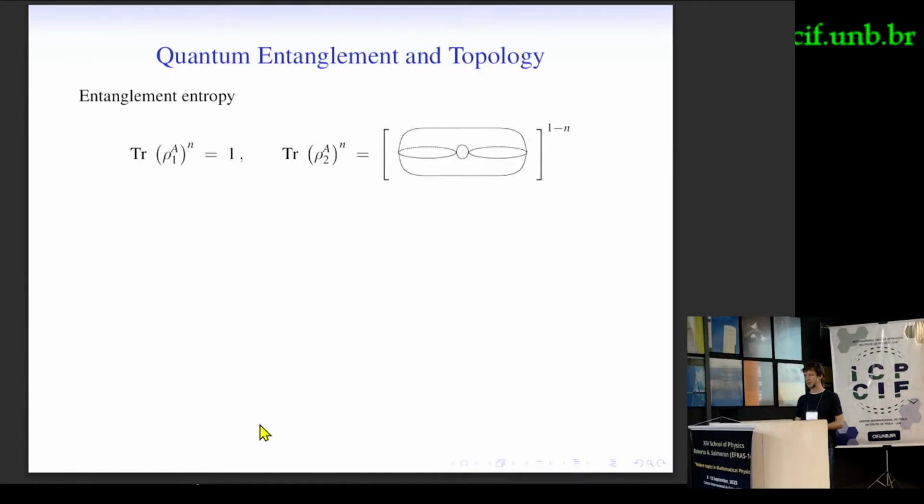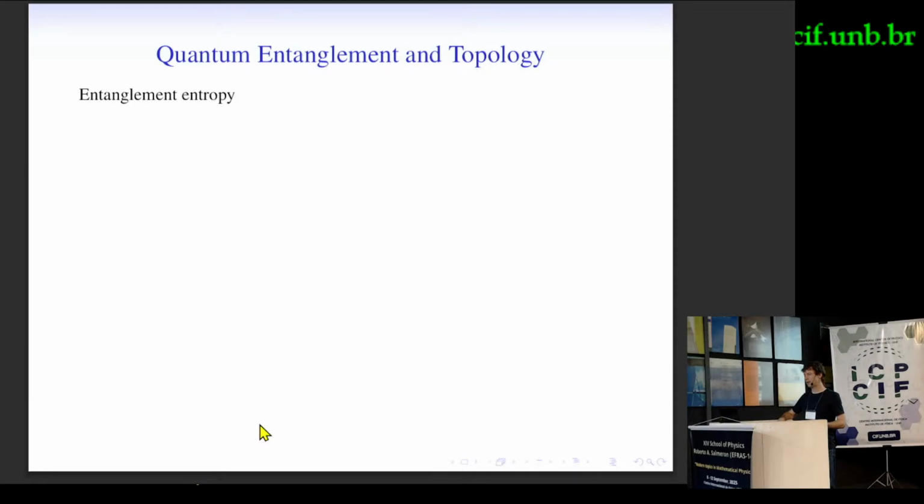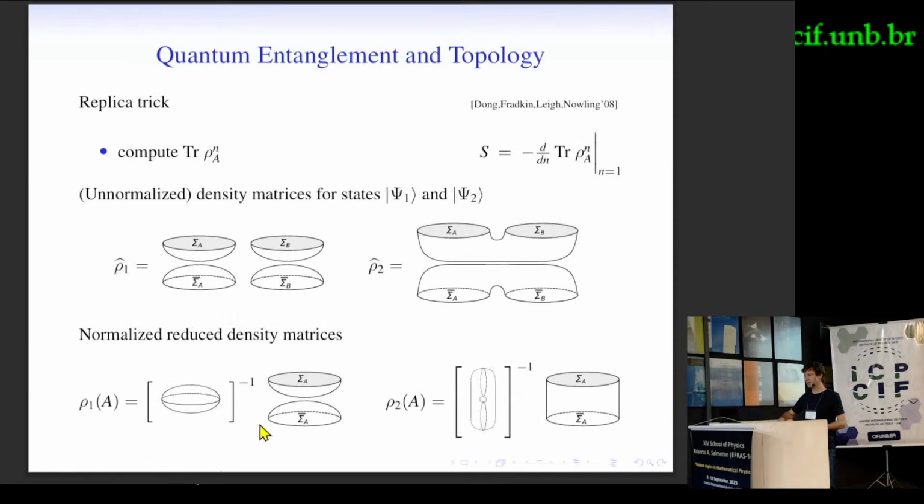Then I need to compute the nth power and compute the trace. For the first example, in fact for both of them, if I compute any power, in this case the power of the cylinder, I just put one cylinder on top of the other, but gluing two cylinders together produces another cylinder. So this topological space does not change. The only thing that changes for this example is the power of the normalization factor.